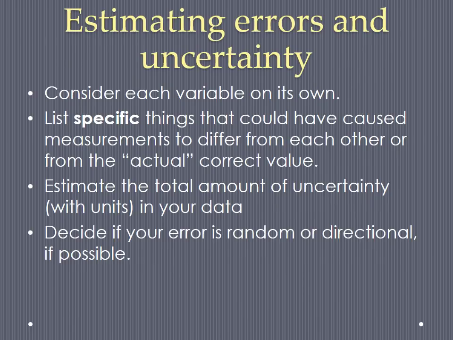At the end of your lab, we'll ask you to estimate any errors and uncertainty that might be present in the data that you recorded. You want to consider each variable on its own. You want to list specific things that could have caused measurements for that variable to differ from each other or from the actual correct value or the expected value. You want to estimate the total amount of uncertainty within 2 units in your data. And then you want to decide if your error is random or directional, if possible.